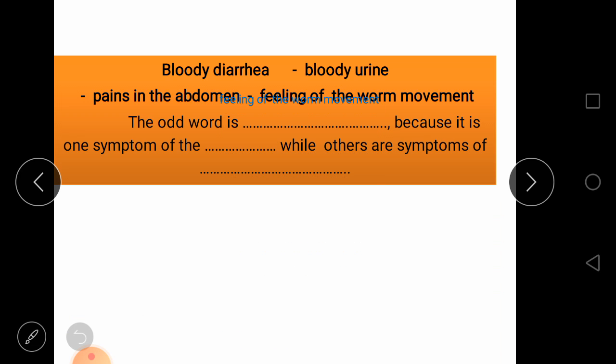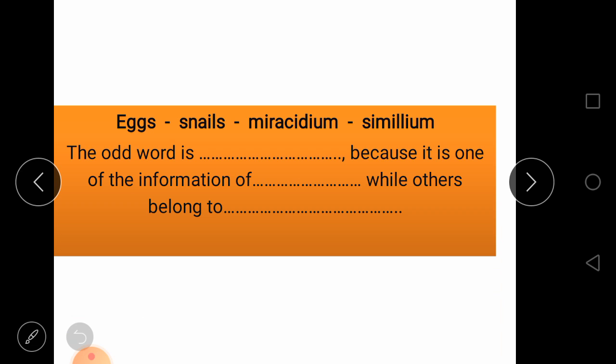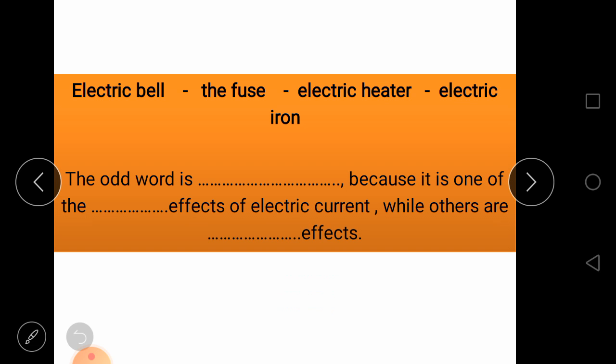So the odd word is feeling of the movement of the worm because it is for the Guinea worm, and the others are of Bilharzia worm. Egg, snail, Miracidium, Simulium. The odd word is Simulium fly because it is one of the filaria information, while others belong to Bilharzia worm. Excuse me for the error in the finishing here.